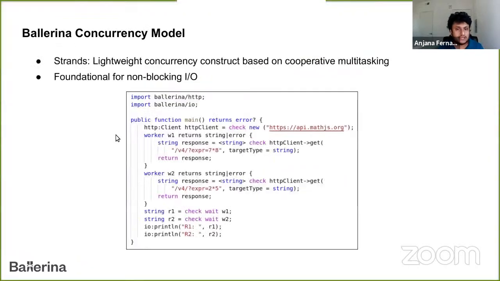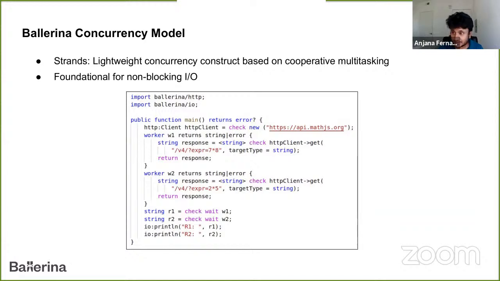Now let me quickly go through the concurrency model information as well, and mention how it's related to the network side. So first of all, the Ballerina concurrency model is based on a lightweight concurrency construct called a strand. Like you find in other languages, you basically directly get thread access and so on. But we have another abstraction which is called a strand. And that works based on cooperative multitasking.